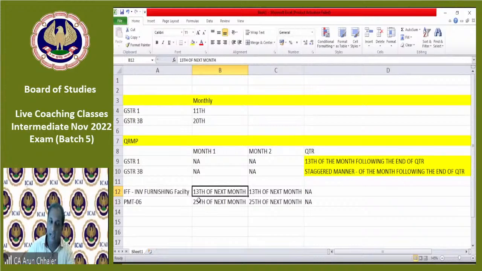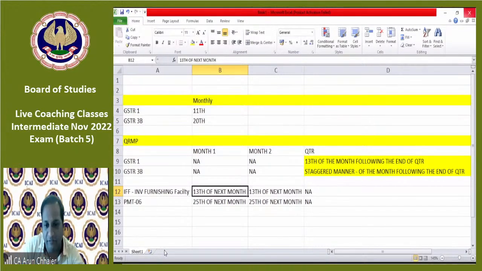For month 1, after the end of the month, by 25th, I will deposit the taxes. And similarly for month 2, after the end of the month, by 25th, I will deposit the tax through PMT-06. PMT-06 is nothing but simply payment of the taxes. First, confirm that the PMT-06 concept is clear to all.